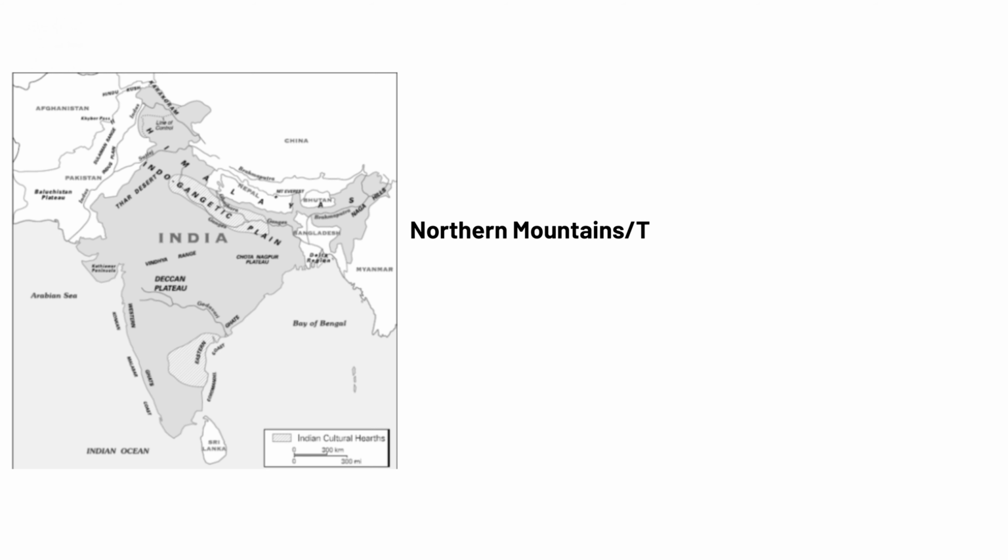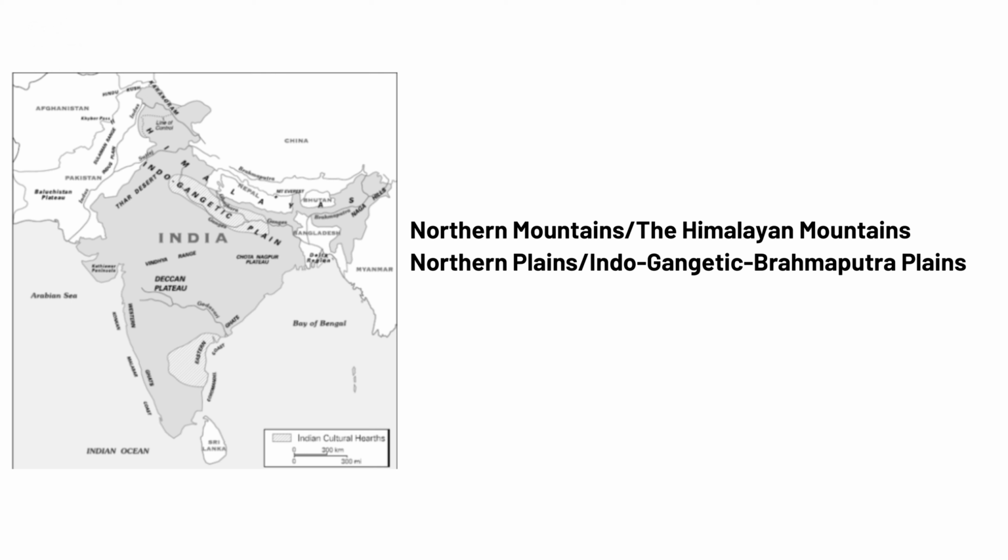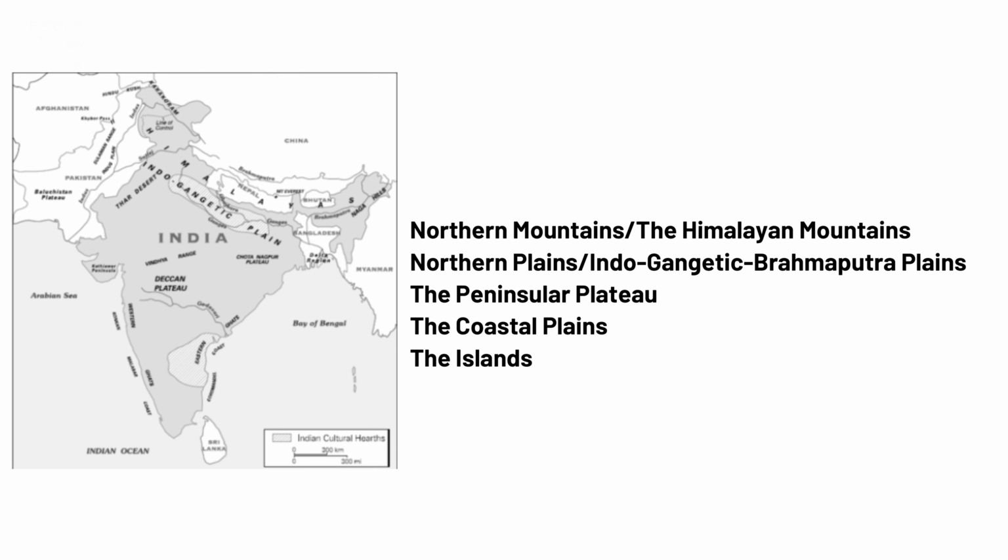So now let's talk about India's physical geography. If we look at India's tectonic history and stratigraphy, that means the arrangement of rocks or underlying geology, then India can be divided into 5 physiographic divisions: Northern Mountains or the Himalayan Mountains, Northern Plains or Indo-Gangetic Brahmaputra Plains, Peninsular Plateau, Coastal Plains and the Islands.